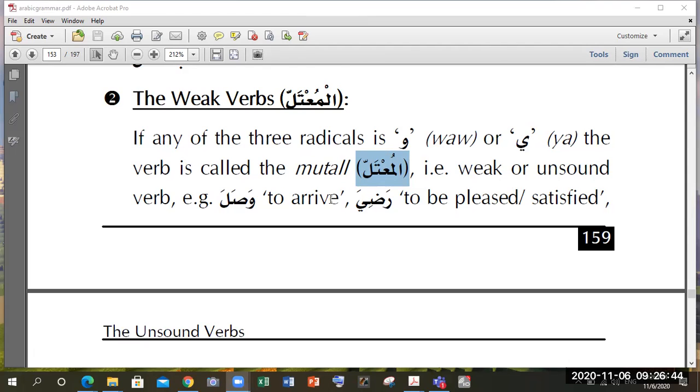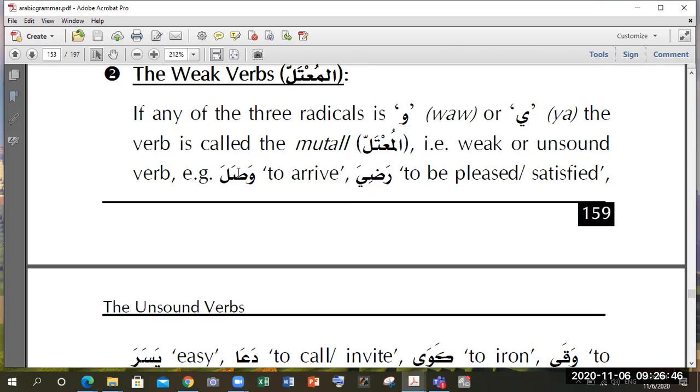Okay, so now the examples. Read this verb. Wasala. This is on the pattern of fa'ala, right? Is this a sound verb or mu'tal verb? It's a mu'tal word because waw is there. It means to arrive, to arrive somewhere, to meet somebody. Wasal means to meet, okay? Read the next one.